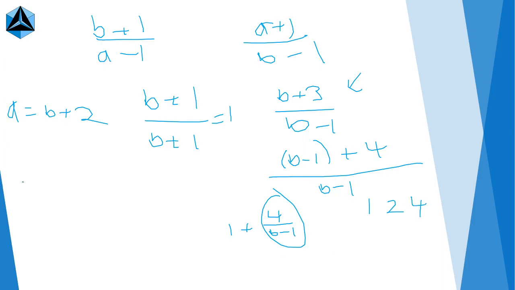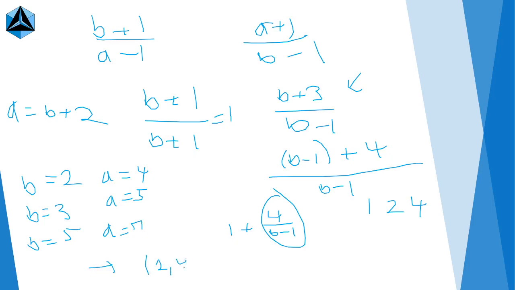So real quick, let's just go over here to the left. If b minus 1 equals 1 yields b equals 2, b minus 1 equals 2 yields b equals 3, and b minus 1 equals 4 yields b equals 5. And these yield the corresponding a values of a is equal to 4, a is equal to 5, and a is equal to 7. So this gives us the pairs 2, 4, 3, 5, 5, 7.